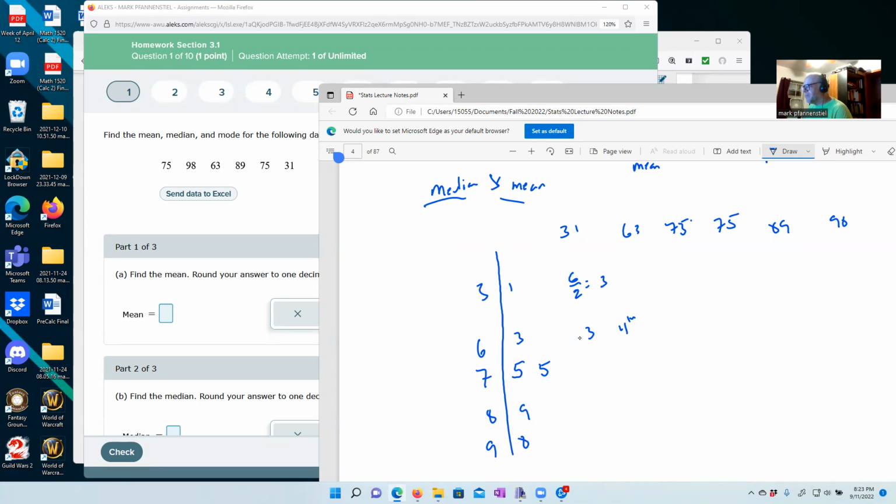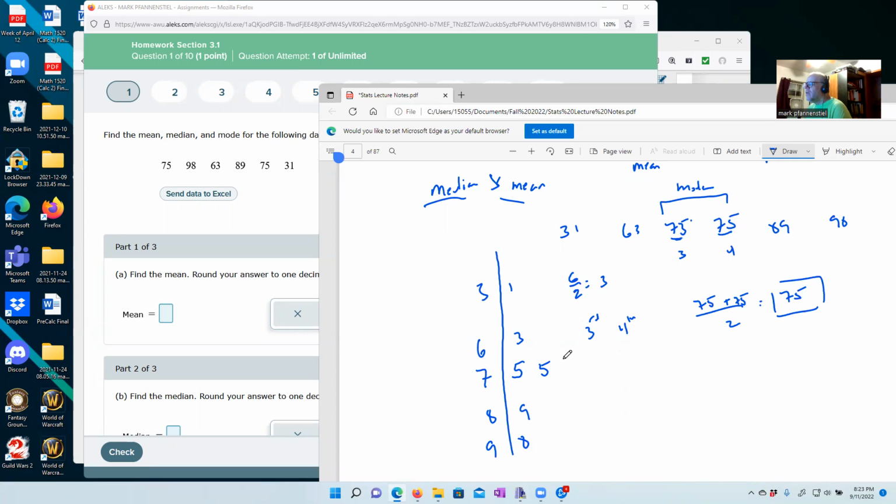Okay, don't tell me it's 3.5. What I want is the 1, 2, 3. This is the third position. This is the fourth position. We're going to average 75 plus 75 divided by 2. I hope this isn't a surprise to anybody that we get 75. We also end up noticing that there are two 75s. So that's also going to be our mode.